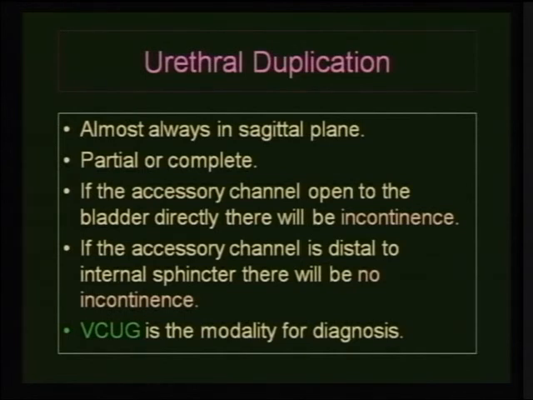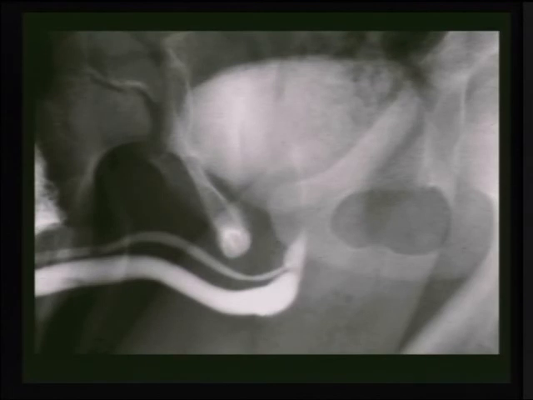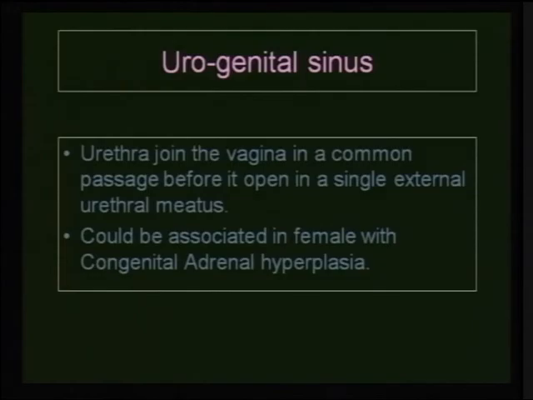Urethral duplication always comes in the sagittal plane, and if the accessory one is opening directly into the bladder, there will be incontinence. If it is opening after the internal sphincter, there will be no incontinence. And this is the picture showing double urethra, or duplication of the urethra.